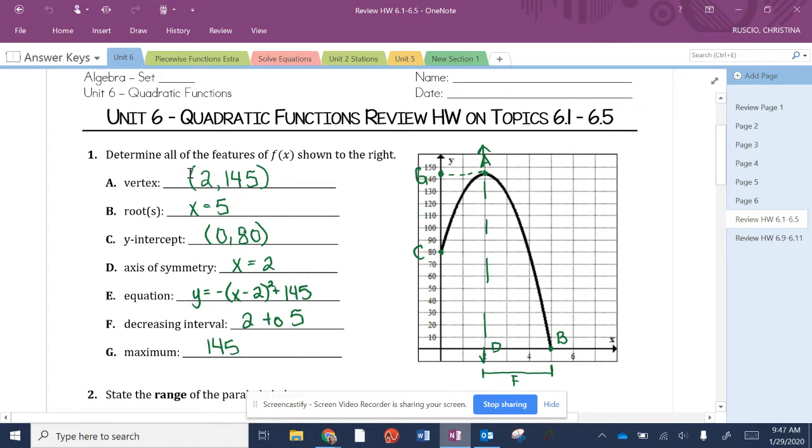So when I'm writing out the vertex, we had to kind of estimate here. So on your quiz, it'll definitely be a lot more clear. Notice how we have this as a point. So there's a comma with parentheses, like that's a big deal.